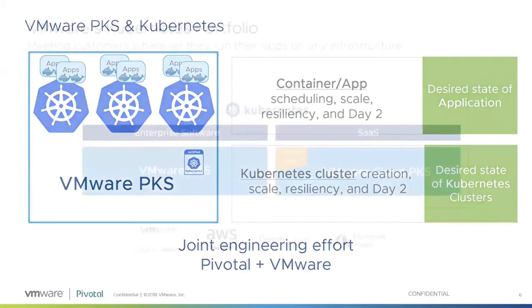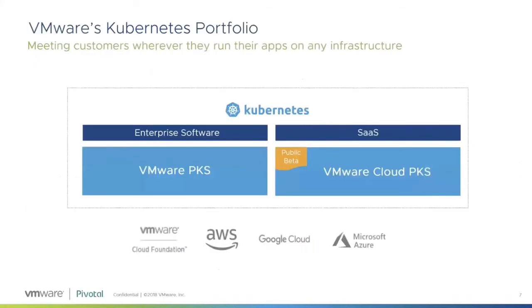Now, PKS actually comes in two flavors. One is VMware PKS. The other one is VMware Cloud PKS, which is currently in beta as of this webinar. VMware PKS is the joint engineering offering between Pivotal and VMware, and it is an enterprise software bundle. So you'll download the software like you do with any other VMware product, you'll deploy it in your environment, and you will manage it and upgrade it and so forth over time.